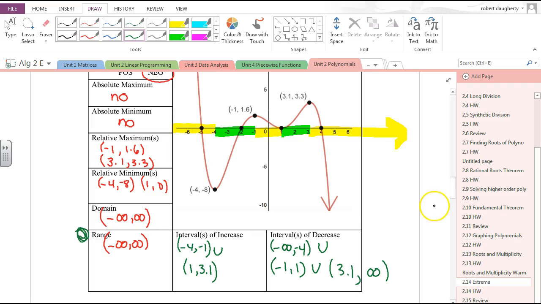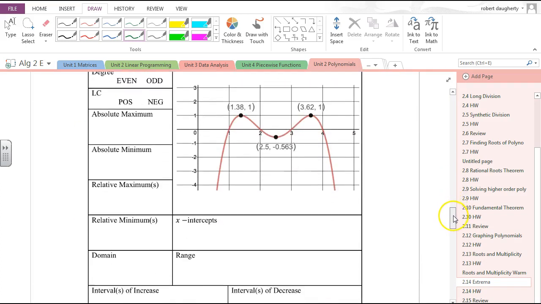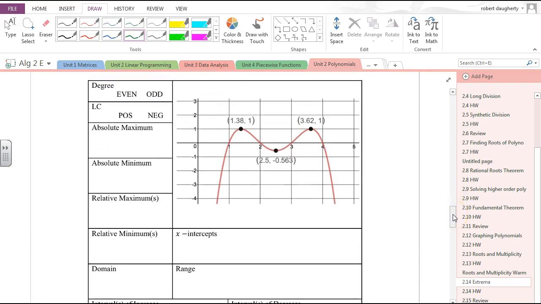Let's do another one. Hopefully it will sink in. Okay. Let's look at this guy. What is the degree of this? Even or odd? This is even. Okay. Leading coefficient is what? Negative. Okay.